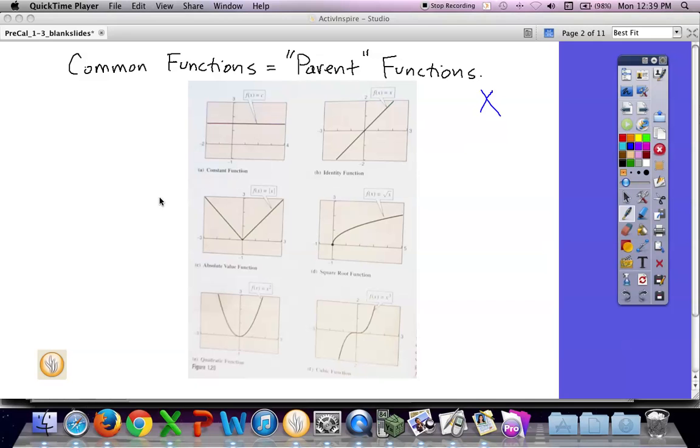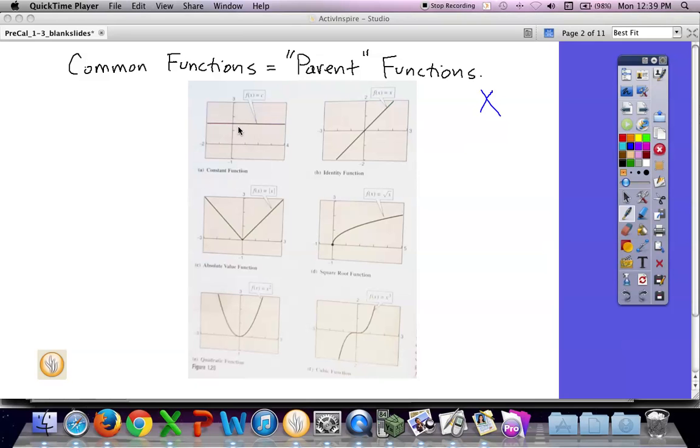Like I said, last year in Algebra 2, we called these things parent functions. But if you look on the first page in the section of 1.3, they give you these 6 common functions. Okay, common functions.